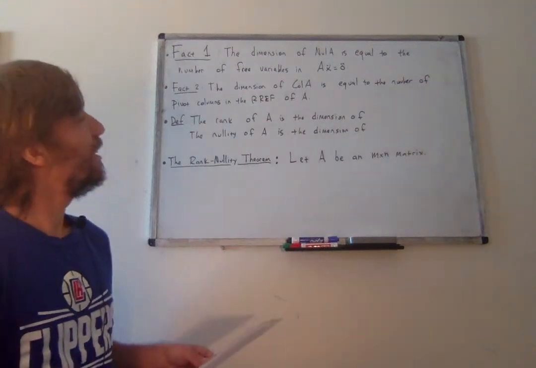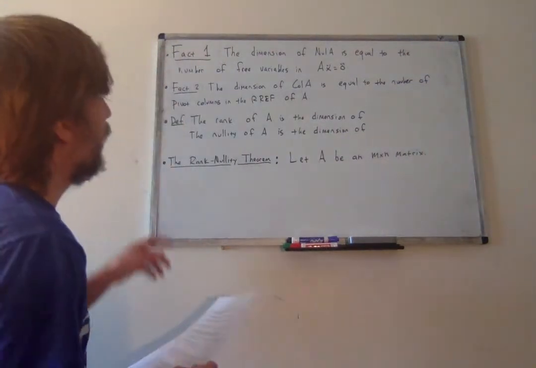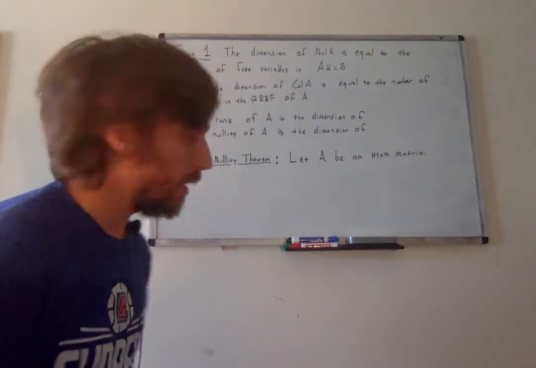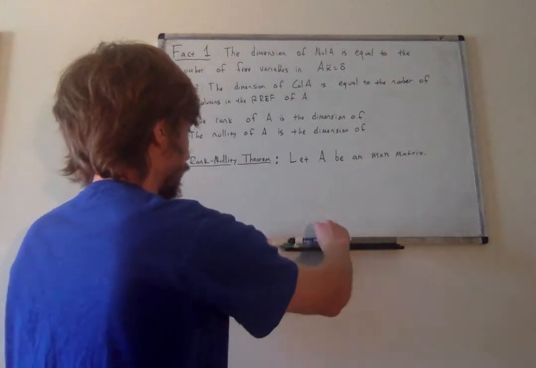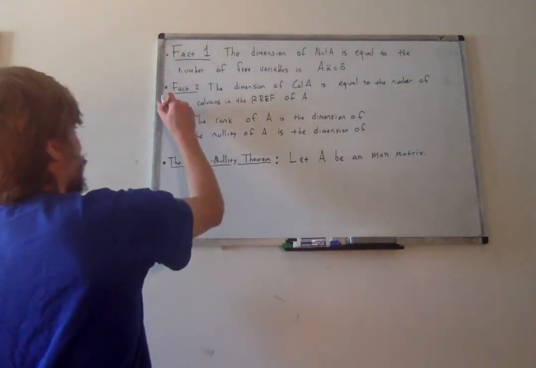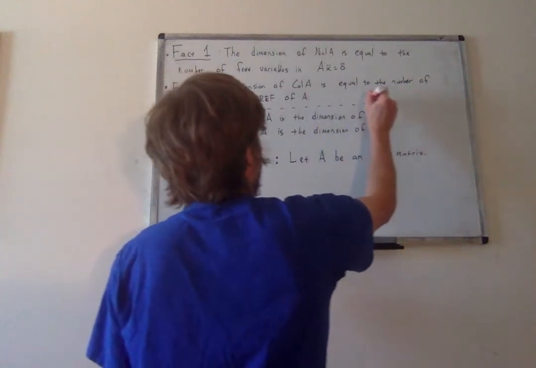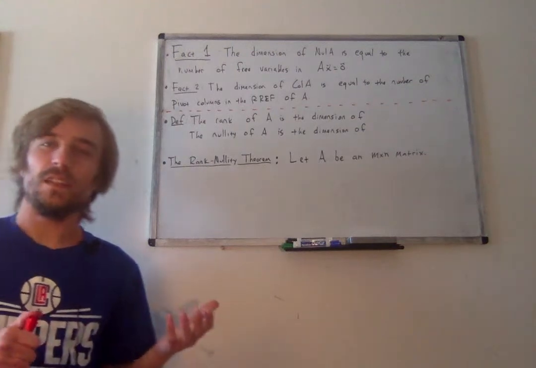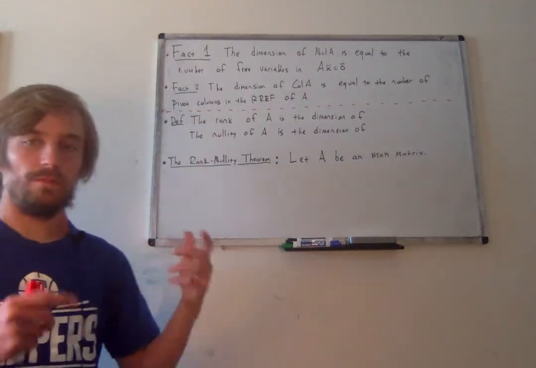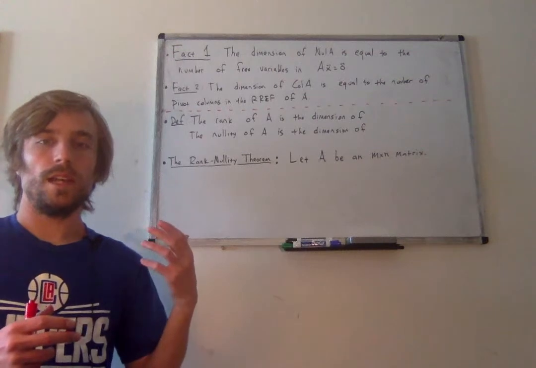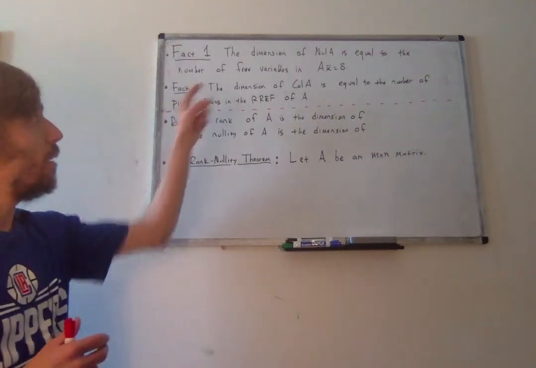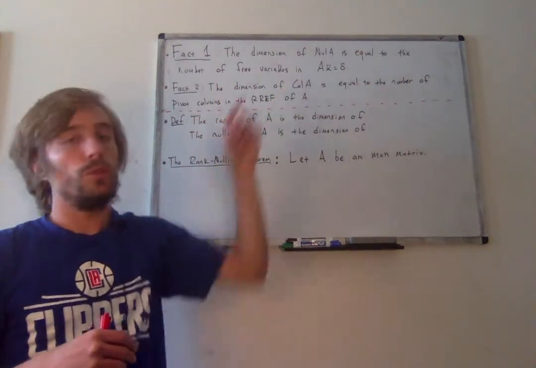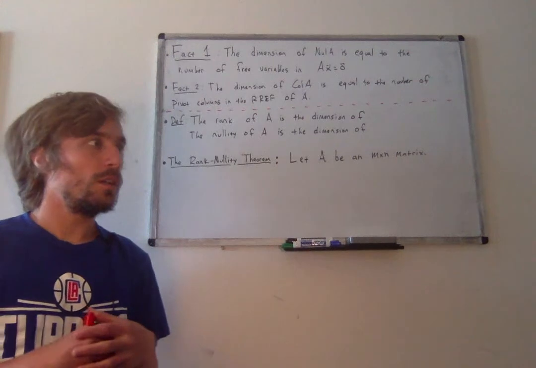But anyways, we will get started. I just want to go over a couple facts that we already know from looking at the column space and the null space of A. We technically haven't officially stated them yet because when we went over this, we hadn't yet defined dimension. But fact one: the dimension of the null space of A is equal to the number of free variables in the homogeneous equation, Ax equals 0.